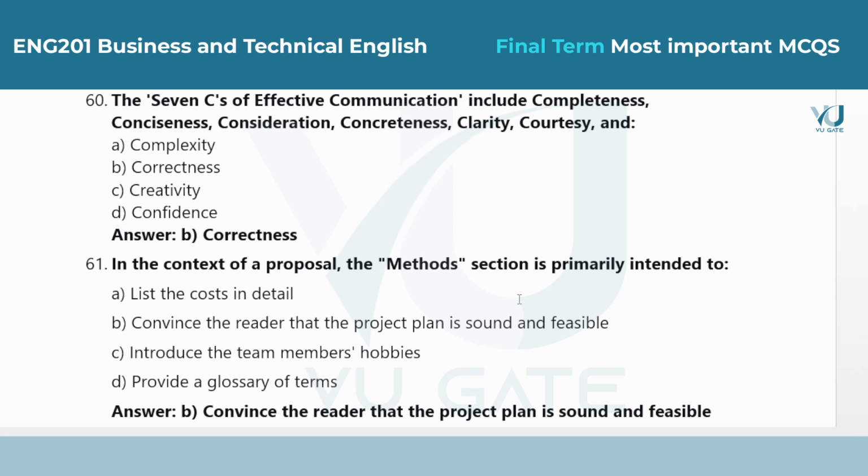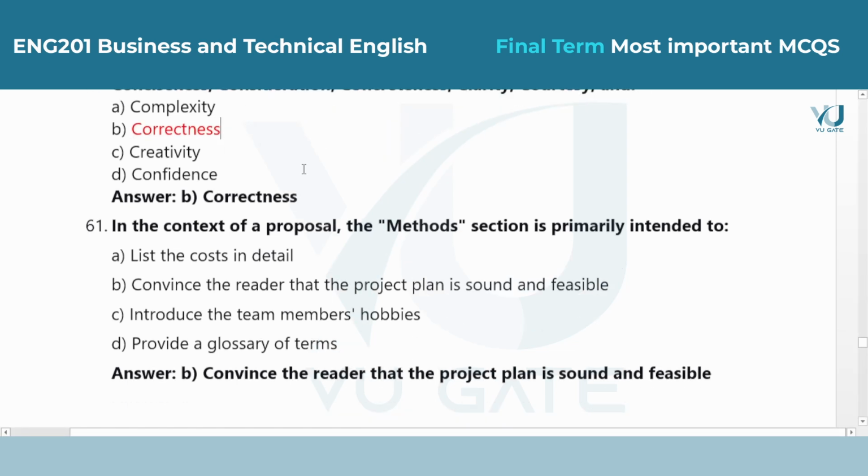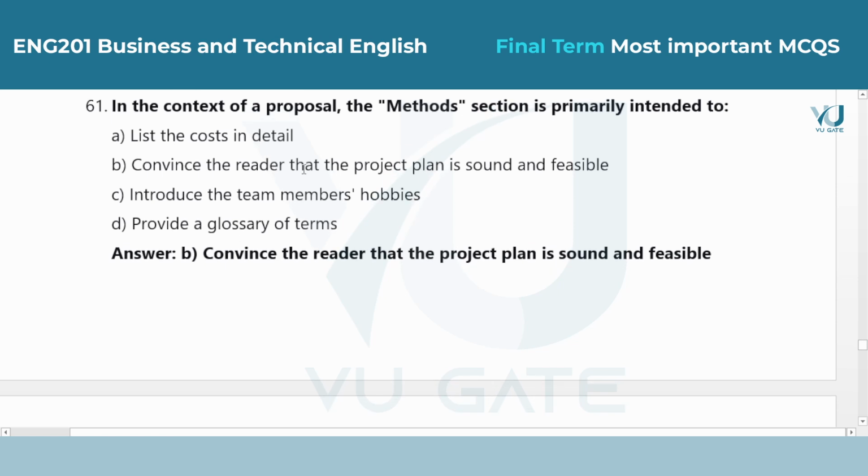60. Question. The 7 C's of effective communication include completeness, conciseness, consideration, concreteness, clarity, courtesy, and what? Answer. B. Correctness. Concept. Correctness ensures that the information is accurate and that the language used follows proper grammar and style.